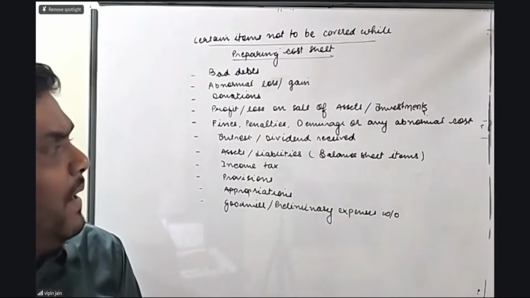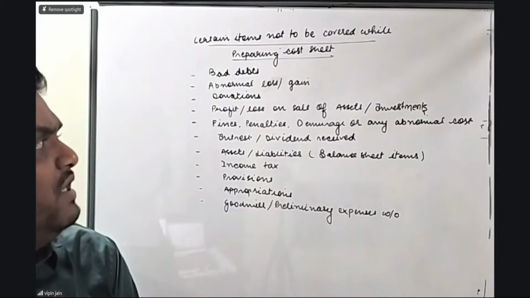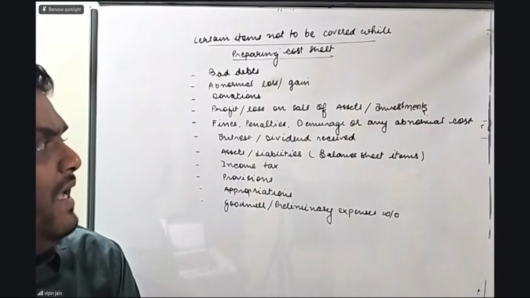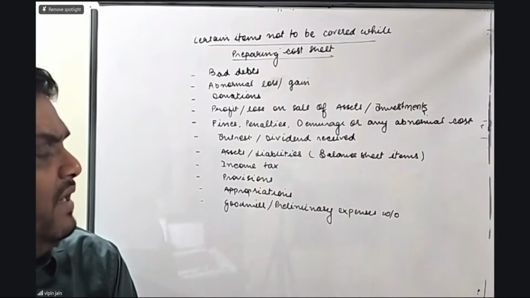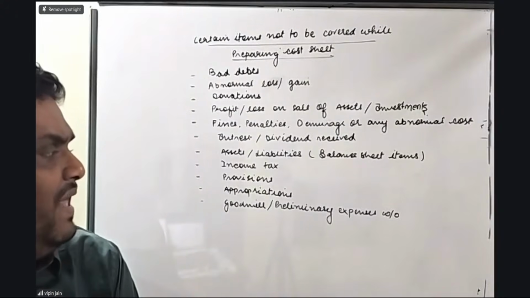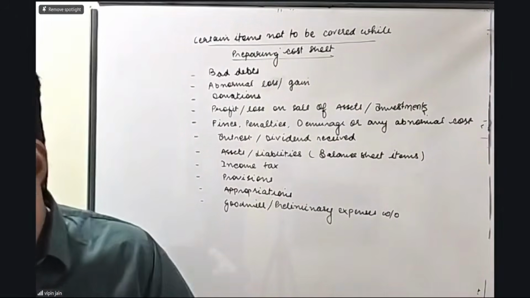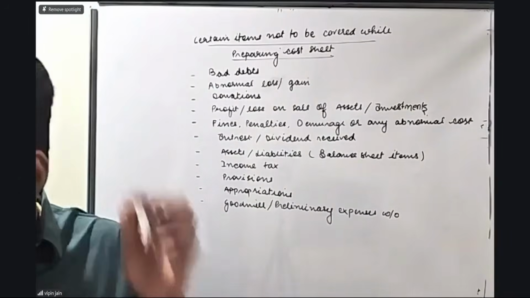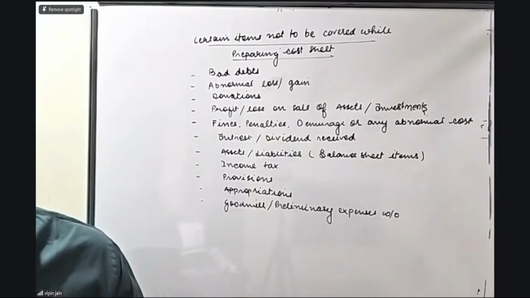So bad debts, abnormal loss or gain, donations, profit or loss on sale of assets or investments, fine, penalties, demurrage or any abnormal cost, interest and dividend received, assets and liabilities, that is balance sheet items, income tax, provisions, appropriations, goodwill or preliminary expenses written off. It's a balance sheet item, Divya.